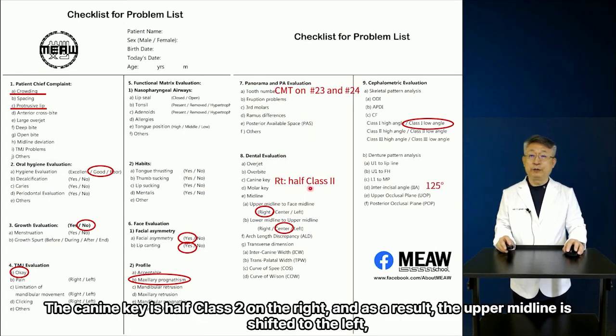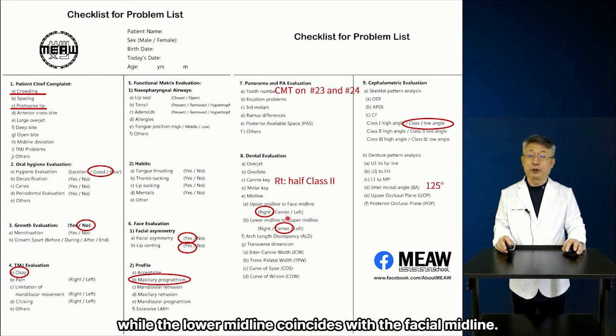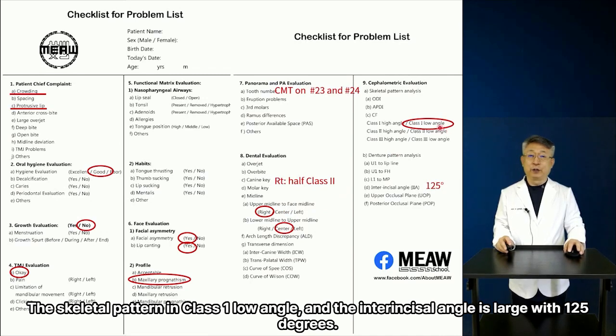The canine K is half class 2 on the right, and as a result, the upper midline is shifted to the left, while the lower midline coincides with the facial midline. The skeletal pattern is class 1 low angle, and the interincisal angle is large with 125 degrees.